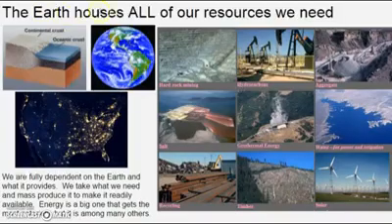So let's tie this all together. The Earth houses all of the resources that we need to live our lives. And as we look at a picture of the Earth, we have to realize that we use the continental crust and we get all of our resources. We extract them from here. So we are fully dependent on the Earth and what it provides. We take what we need and mass produce it to make it readily available.